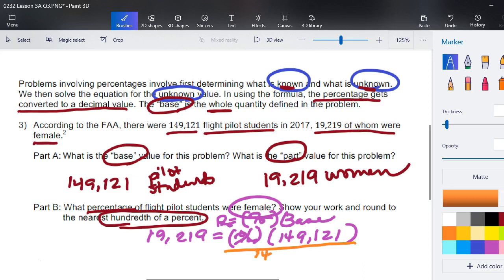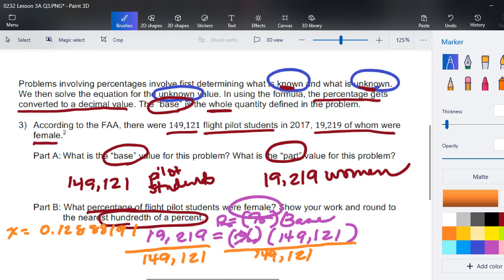We'll solve for X by dividing both sides by the whole. Grab a calculator. We've already been practicing how to properly get this in our calculators. And when we divide, we get this number for X. They're asking us to round it to the nearest 100th of a percent.